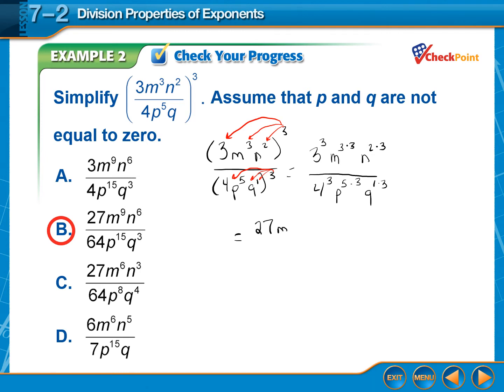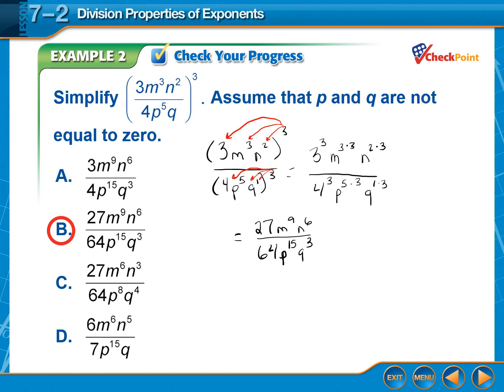M, if I do 3 times 3, that's 9. N, 2 times 3 is to the power of 6. And in the denominator, 4 to the third power is 64. P, 5 times 3 is to the 15th power, and Q, 1 times 3 is to the 3rd power. So your final answer should have been 27 m to the 9th, n to the 6th, divided by 64 p to the 15th, q to the 3rd.